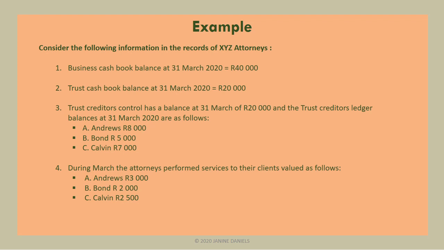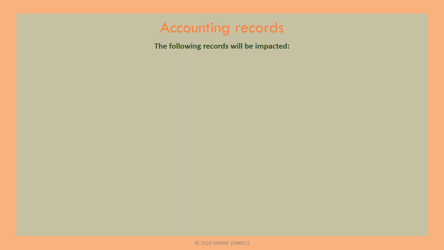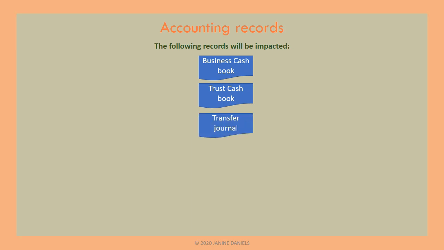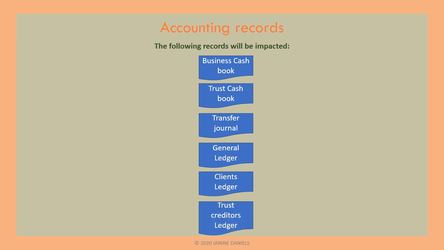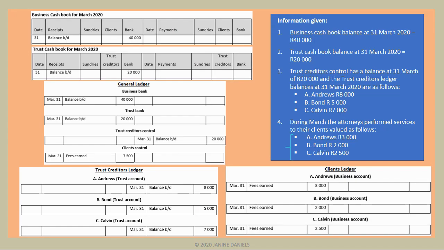During March, the attorneys performed services to A. Andrews for 3,000 Rand, B. Bond for 2,000 Rand, and C. Calvin for 2,500 Rand. The records impacted by the transactions are the business cash book, the trust cash book, the transfer journal, the general ledger, the client's ledger, and the trust creditor's ledger.